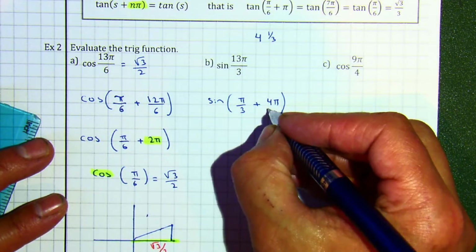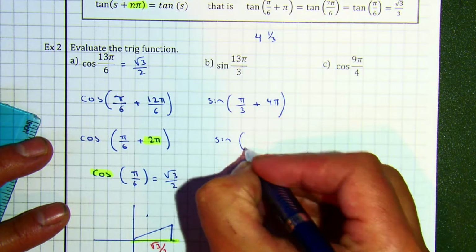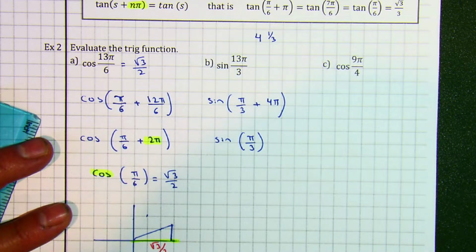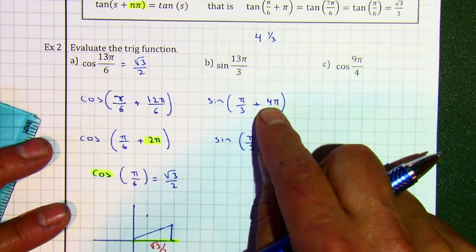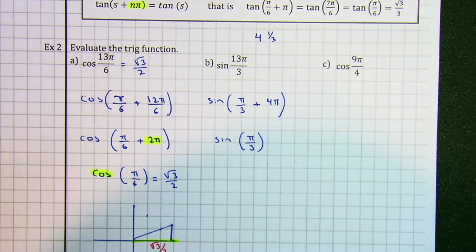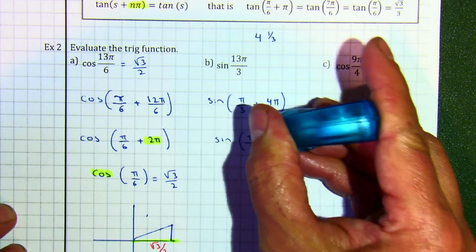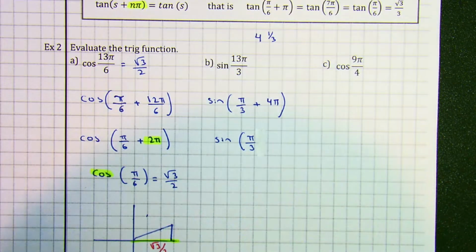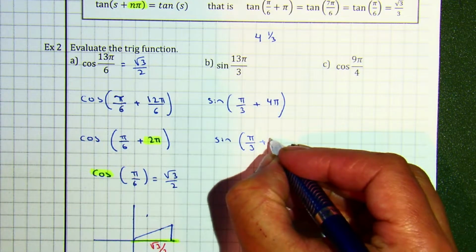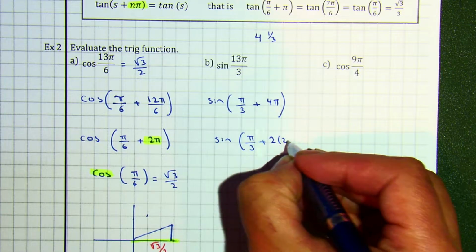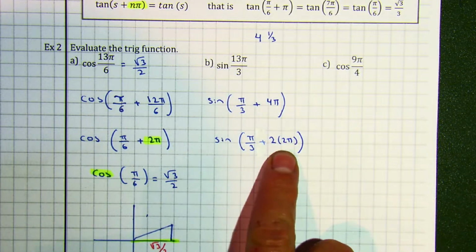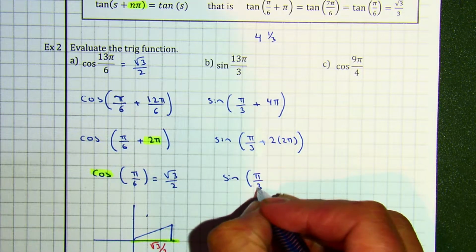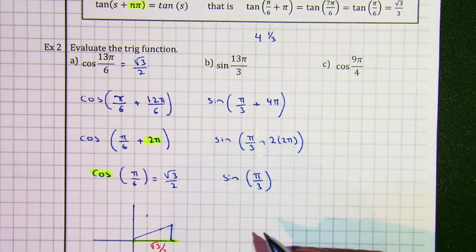So therefore, I can evaluate the sine of pi over 3, and according to the definition above, that will be the same value because this is a multiple of 2 pi. Or if I want, I can actually take the time to rewrite it as they did above, and say plus 2 times 2 pi. And because that's a multiple of 2 pi, this will be the same as evaluating the sine of pi over 3.